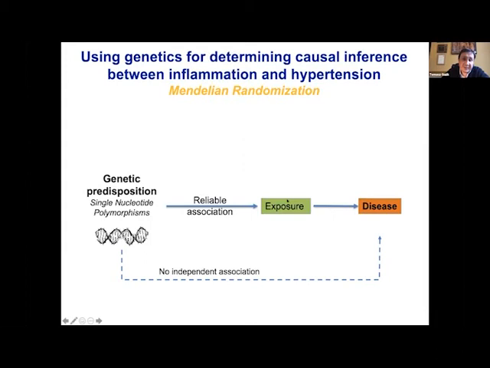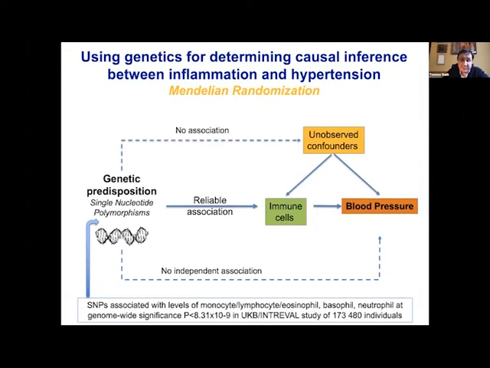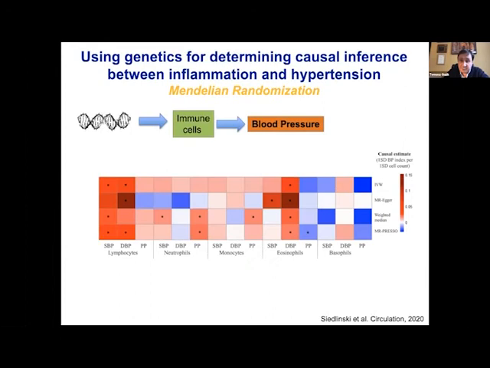Mendelian randomization allows us to address the question of causal association between exposure and disease using a genetic predisposition that is randomly assigned at birth to the exposure. In this case, of course, we have certain assumptions of lack of unobserved confounders being associated with the genetic predisposition and no independent association with disease. In our case, we use genetic polymorphisms that predispose to higher or lower levels of lymphocytes, neutrophils, monocytes. For each of them, a separate analysis was done on the effect on blood pressure. We use different techniques of Mendelian randomization in order to avoid confounding, because each method allows us to avoid certain confounders in a different way than the other.